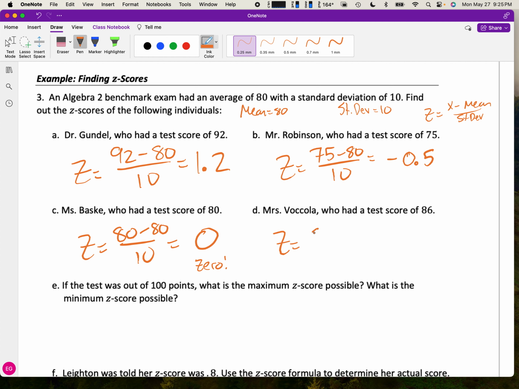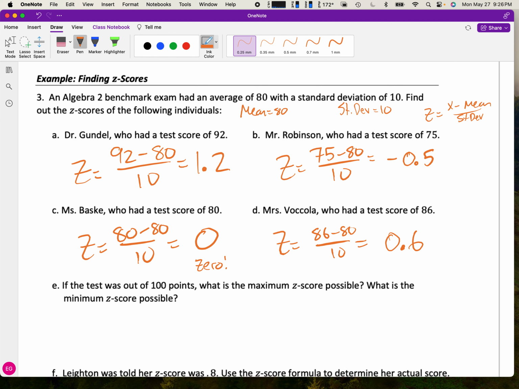And last but not least, we got an 86 out of 80, so that's going to be a 0.6. All right, so now you can see that the further away from 0 we are, the further from the mean we are. So 92 is a z-score of 1.2, pretty far away from the mean. A z-score of 0.6 correlates to an 86, so both positive. And now we could do comparisons and say, hey, if you had a z-score of 1.2 and a z-score of 0.6, then we know that a score of 92 is better than a score of 86.